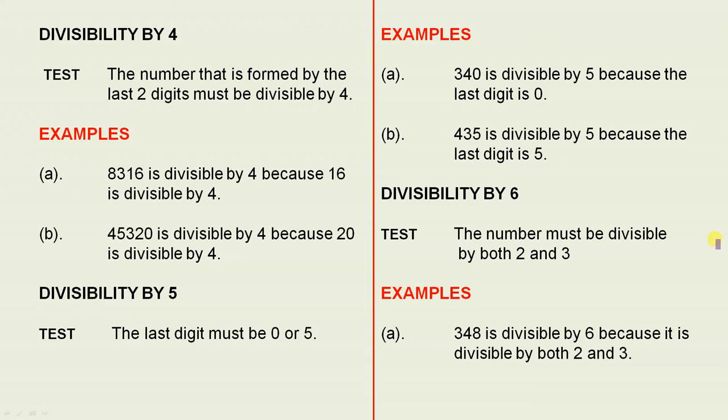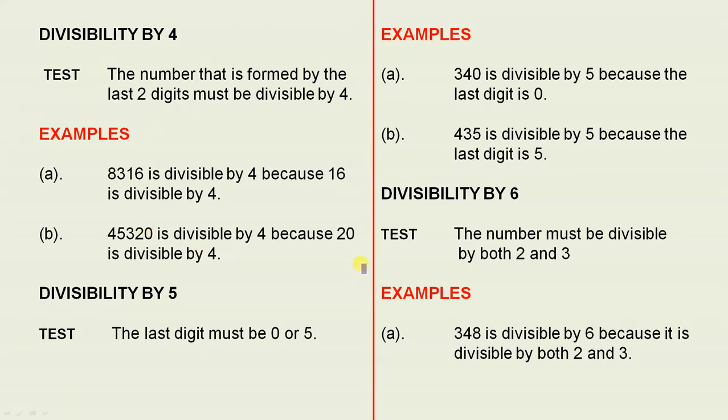Divisibility by 4. The number that is formed by the last two digits must be divisible by 4. Here are two examples. 8,316 is divisible by 4 because 16 is divisible by 4. These are the last two digits, 16, and 16 is divisible by 4. 45,320 is divisible by 4 because 20 is divisible by 4. They're the last two digits, and they're divisible by 4.